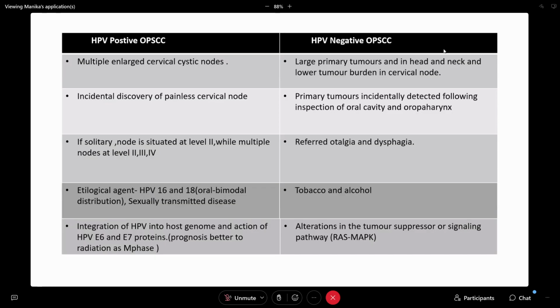Are there any pointers towards HPV positive in tumors on clinical radiological investigations? Sir, clinically, for the base of tongue tumors, there is a bilateral presentation of the nodes in HPV positive. HPV negative will not present with bilateral lymph nodes if it's a midline growth. No. First, it will present with the tumor. The node presentation will be later on as compared to the HPV positive. Is that the rule, Manika? No, it's not the rule.